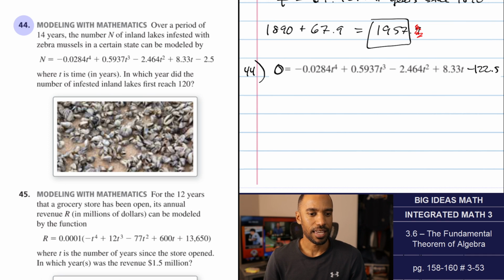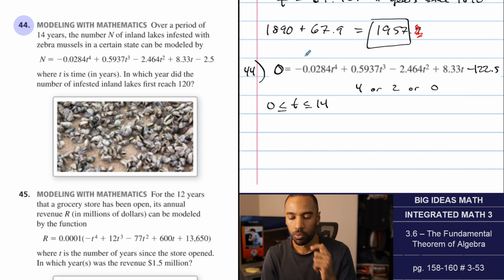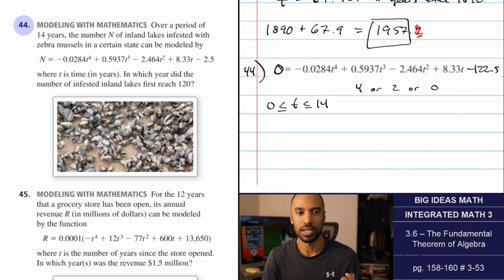All right, so setting that equal to 0, we're now going to solve for this one. And the same kind of thing. When it comes to sign changes, there are 1, 2, 3, 4 of them. That means we're either going to see 4 or 2 or 0 positive answers. We need to only go from t between 0 and 14. They said the first over a period of 14 years. So we're only going to look for one between 0 to 14 in this set. We're going to do that in the calculator in the same way as we did before.